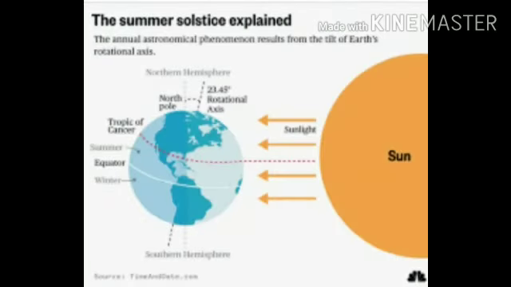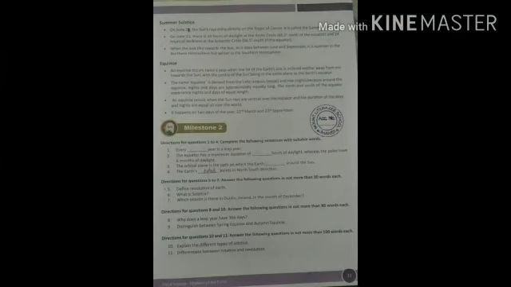You can see this picture on your screens. Can you see it is of summer solstice? It has been explained. You can see Tropic of Cancer, summer, equator, winter. Sunlight is moving on the globe, that is the earth. Rotational axis, North Pole, Southern Hemisphere. The next topic is equinox.